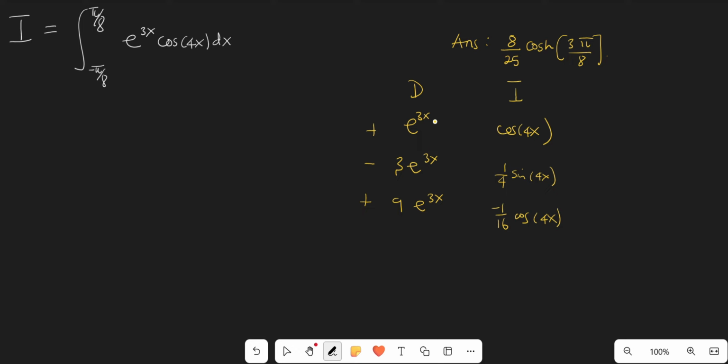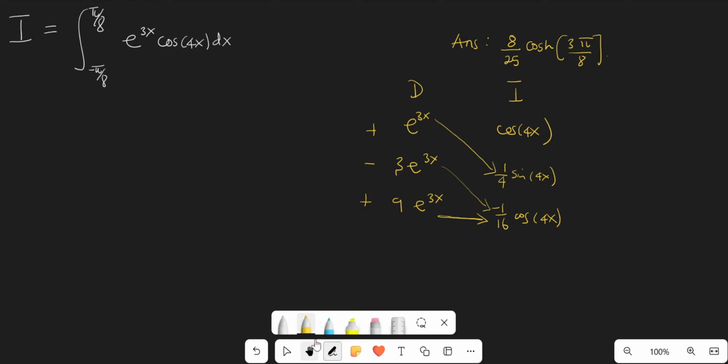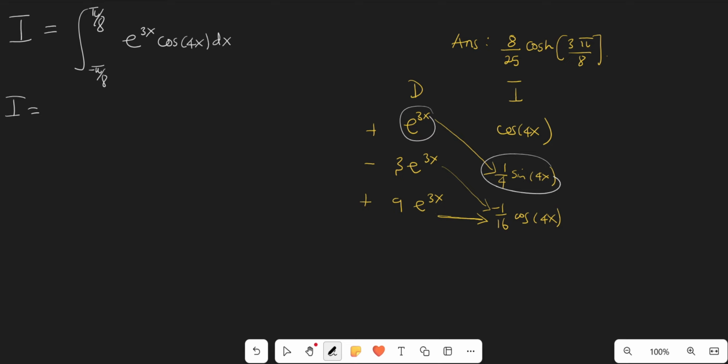Now the shortcut is that when we are multiplying terms diagonally, we don't take the integral. But when we multiply terms horizontally, we have to take the integral, right? So now our integral I is going to be equal to, the first diagonal term is going to be this times this, right? So that is going to be 1 over 4 e to the 3x, and then sine of 4x.